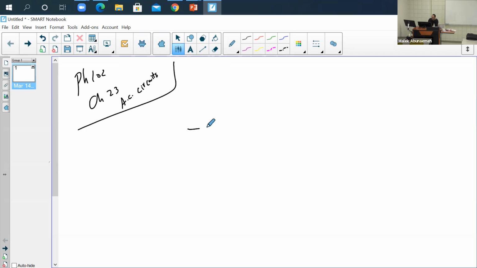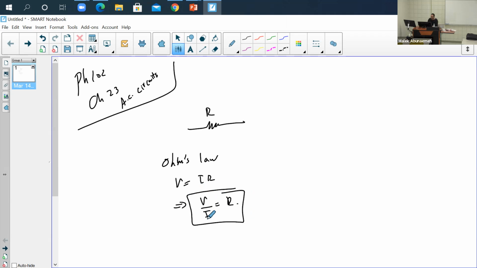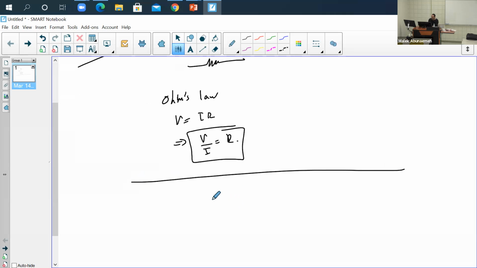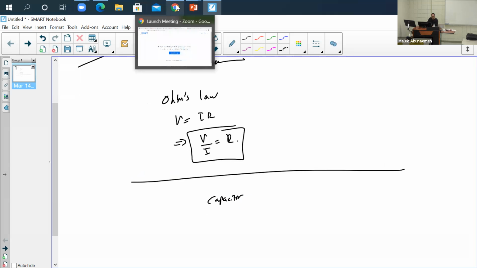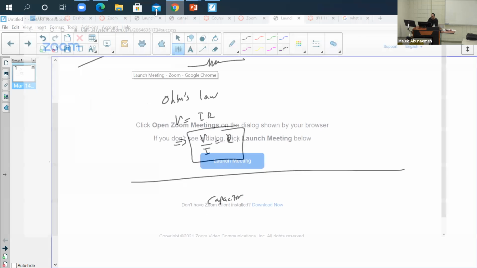So we have defined before the resistor, and the drawing for a resistor was a squiggly line. From Ohm's law we saw that your voltage equals your IR, which means V over I equals your resistance. Now we want to define something called your capacitor. Let's go ahead, first of all, and watch this little video that I have on the module.